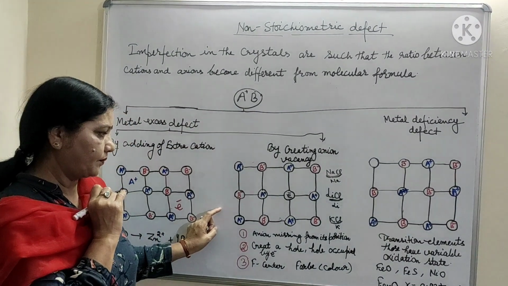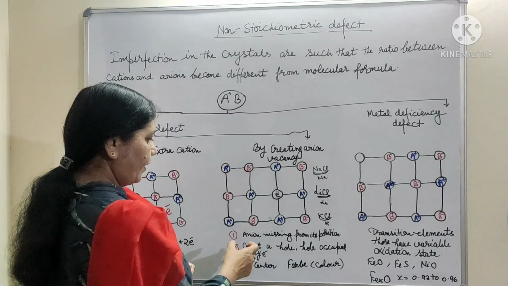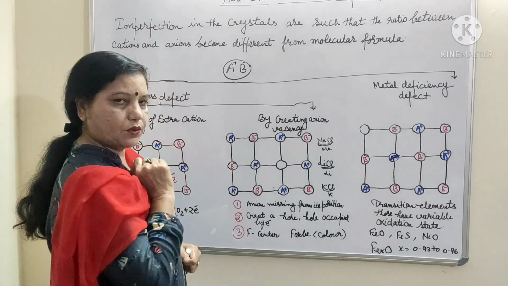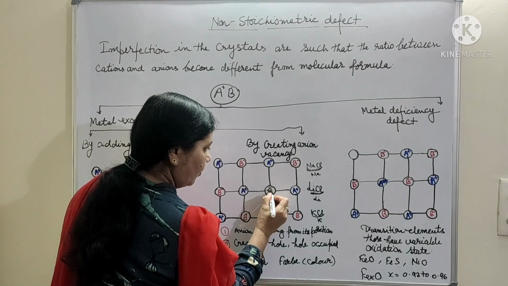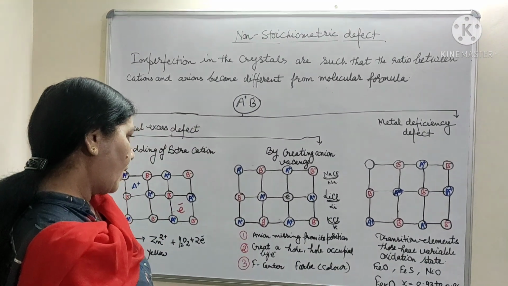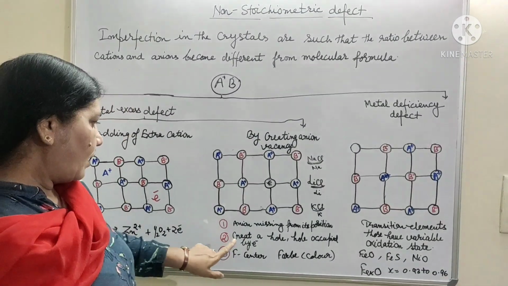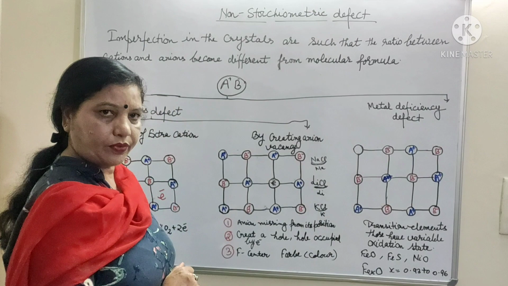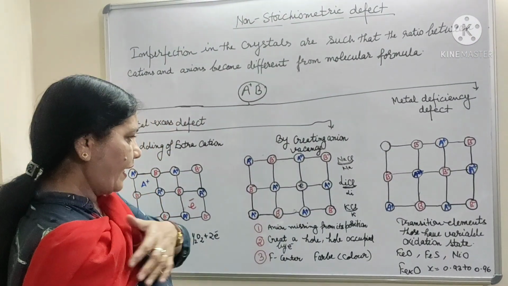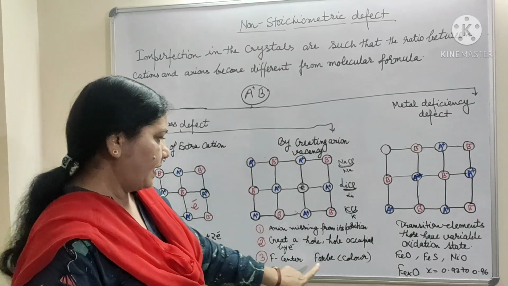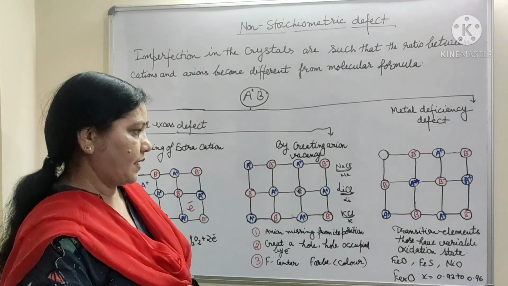How can it happen? Listen, first the anion goes missing from its position, then creates a hole. Then the hole is occupied by an electron. This electron is responsible for giving the color of that crystal. This hole occupied by an electron, responsible for giving the color of the crystal, is known as F-center. F-center means, in general language, F means Farbe, far away, meaning color. So F represents color.